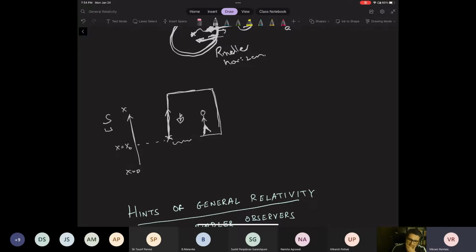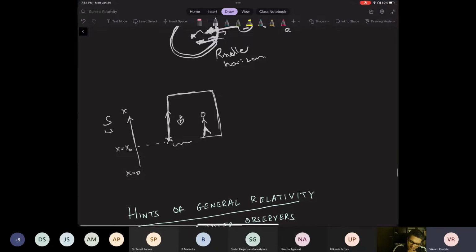Now as the lift accelerates upwards, what they will see is that the lift is moving upwards. At the next instant of time, the lift will be here. The person is being pushed by the lift and has gone up. The apple has stayed exactly where it was because there are no forces acting on it. The apple is an inertial object.